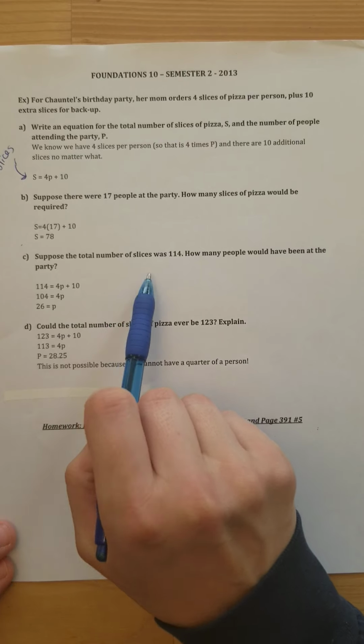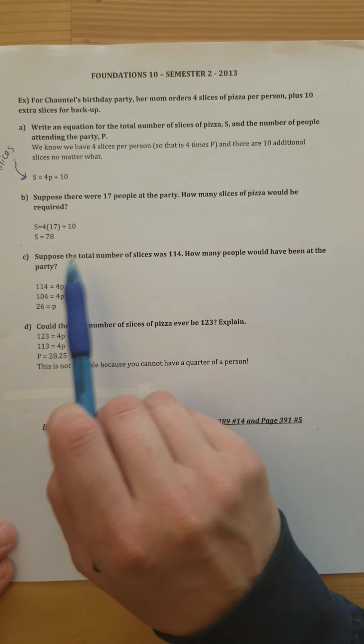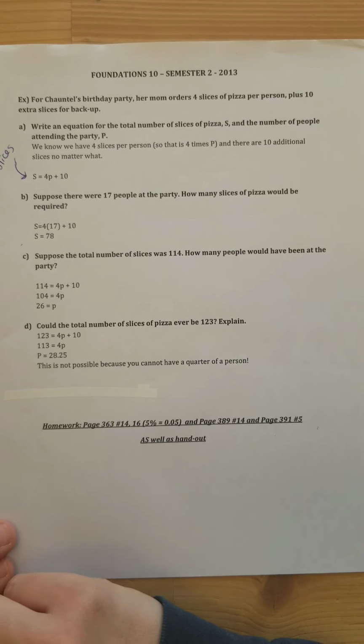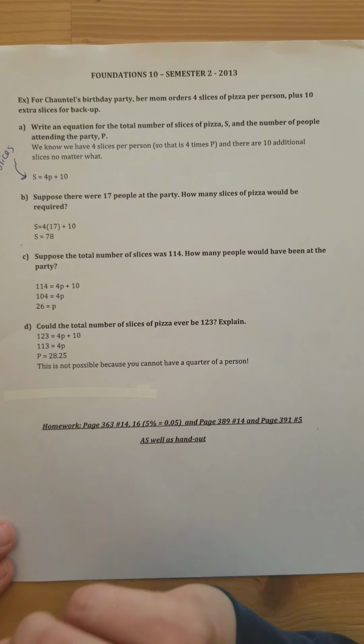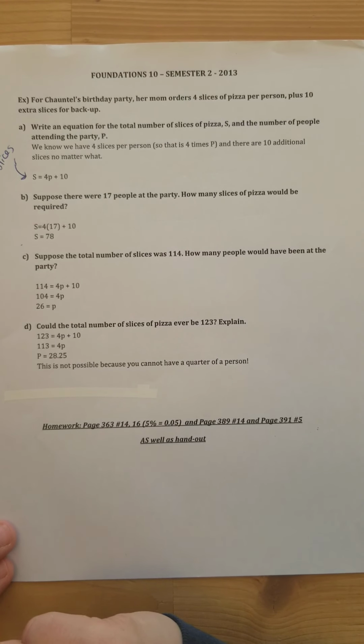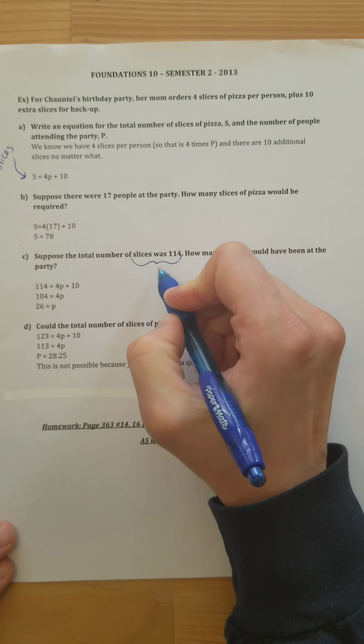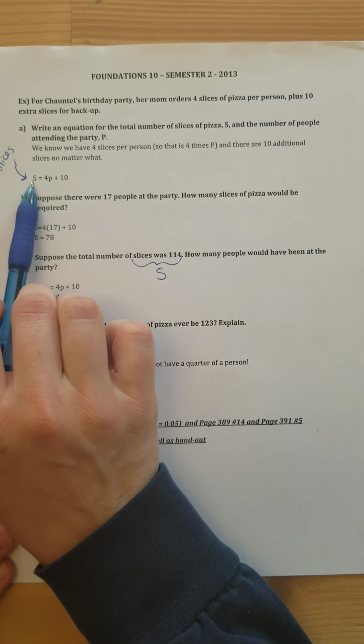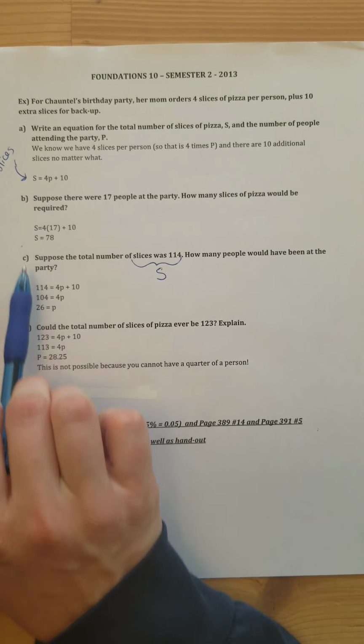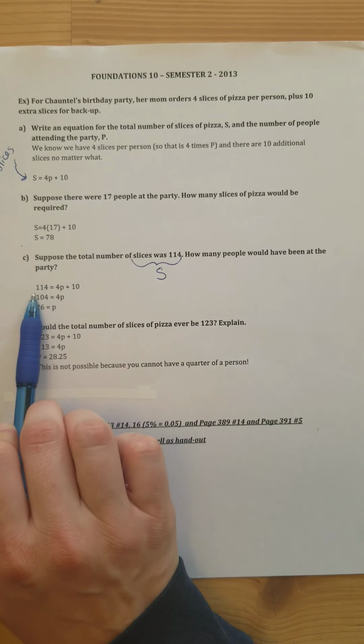Suppose the total number of slices was 114. Okay, so the mom bought all the pizza. She counted up all the slices. There are 114 slices. How many people must have been at the party then? So now we know the total number of slices. So that's our S number in our equation. So where I see an S out front, I replace with the total number, which is 114.